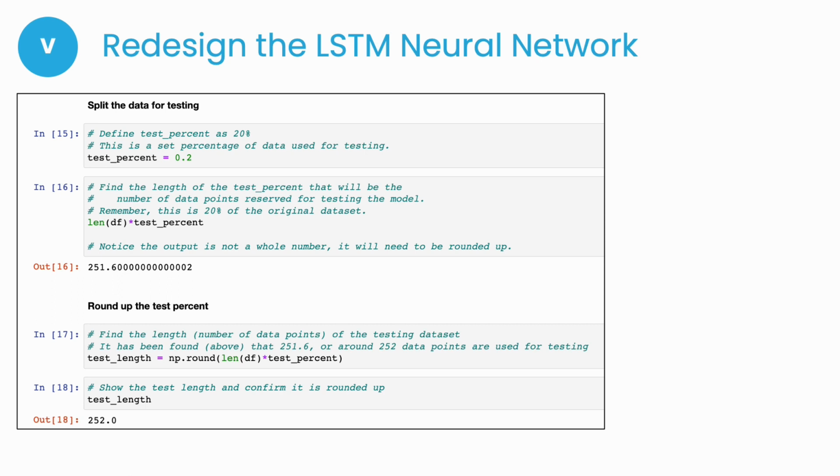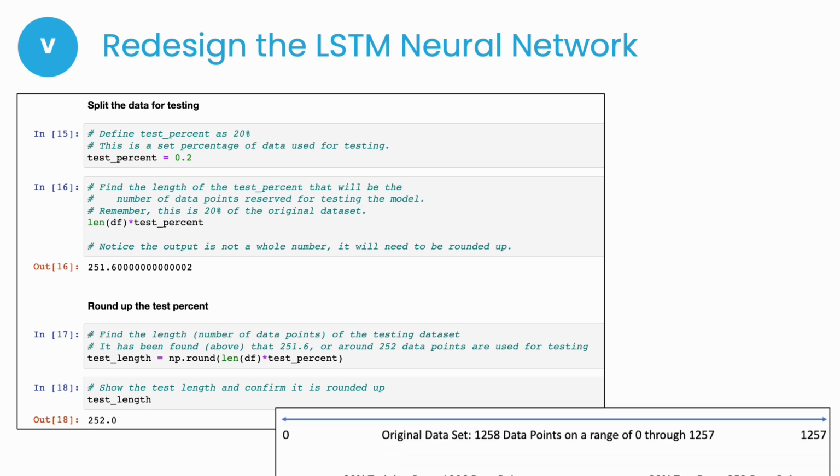Then I went to the Jupyter Notebook and created a new file. All the steps are the same, except for a few redesigned areas that I'll walk through. The first change was splitting the data set, because now I want to use 20% instead of 10% for testing. This provides a value of 251.6 rounding to 252.